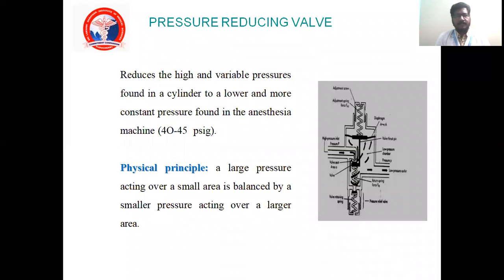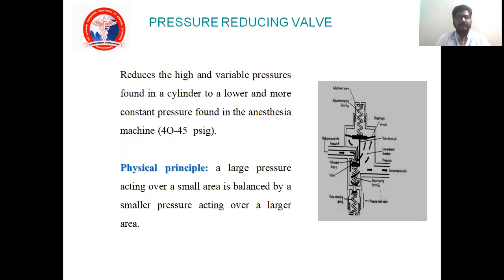Then coming to the pressure reducing valve. The pressure reducing valve reduces the high and variable pressure found in the cylinder. As we discussed earlier, the cylinder has high and variable pressures, for example, 1900 psig in case of oxygen and 750 psig in case of nitrous. This high and variable cylinder pressure is reduced to a low and more constant pressure with the help of the pressure reducing valve, to the anesthesia machine at the rate of 40 to 45 psig.